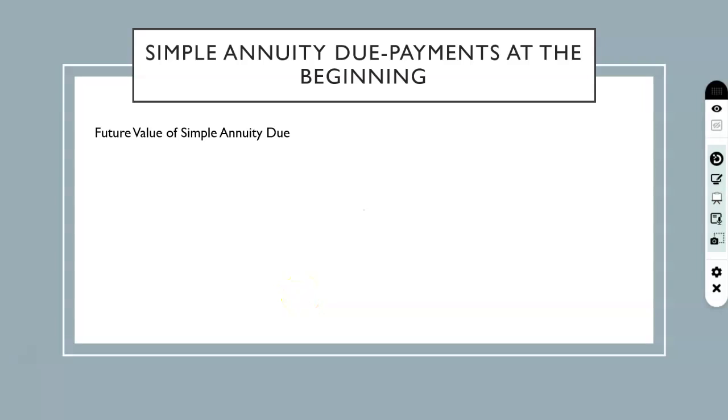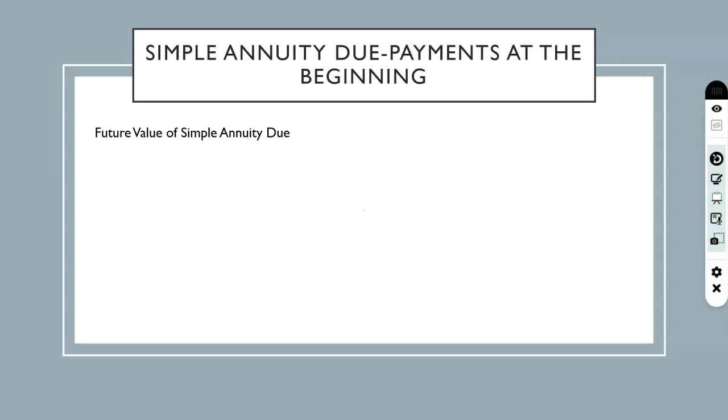In this video, we will discuss the simple annuity due. Simple annuity due means that the payments will be done at the beginning of the period, and the interest compounding period and payment period will be the same.